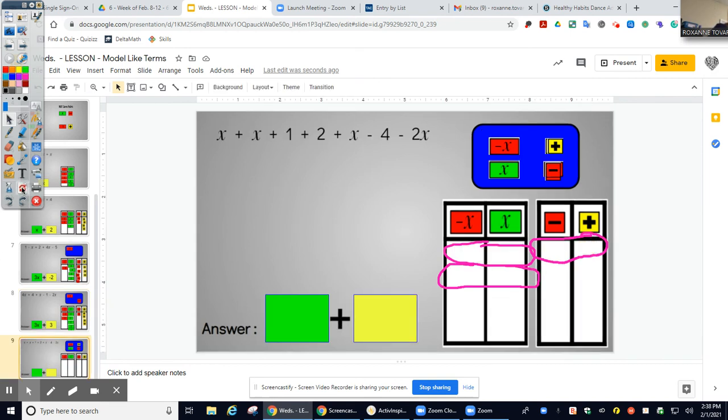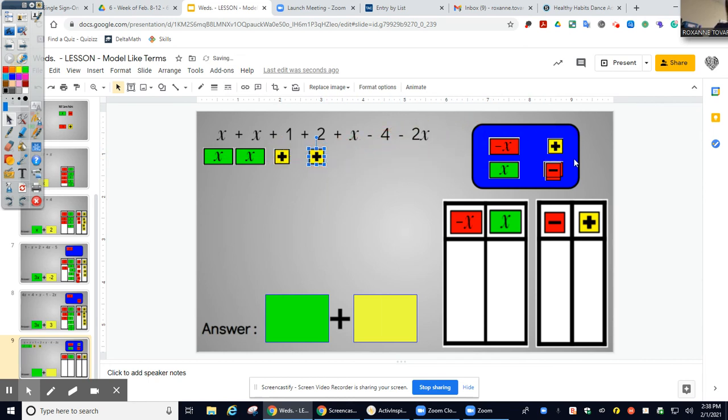Okay, one last one. All right, let's go ahead and work on this. I have an x, so I'm going to put 1 green x. I have another x, so I'm going to put 1 green x. I have a positive 1 plus 2, so 2 more positives. Then just an "I'm an x," 4 negatives. And then 2 negative x's.